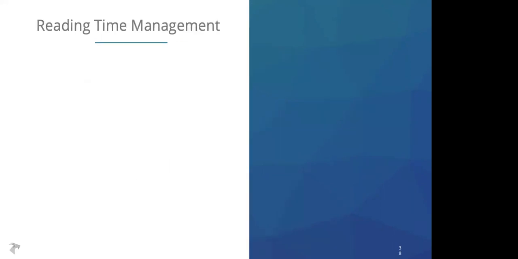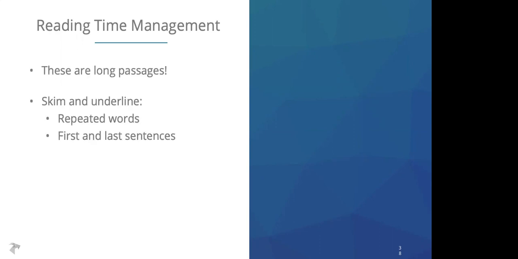Good time management is also critical to success on the reading comprehension. The passages are quite long. So it's best to skim and underline important information such as repeated words, the first and last sentences of each paragraph. But with all that in mind, you don't want to rush because it may cause you to overlook important information.